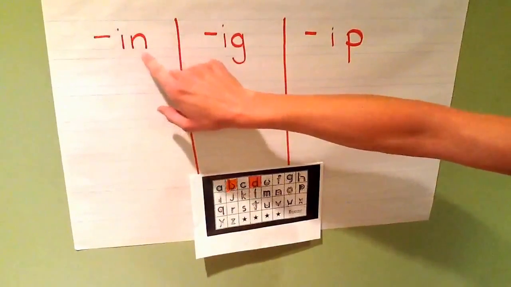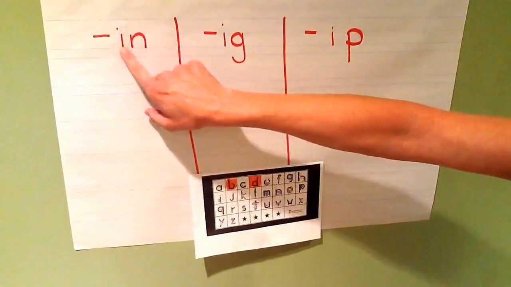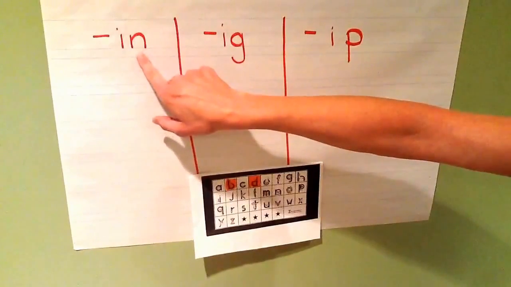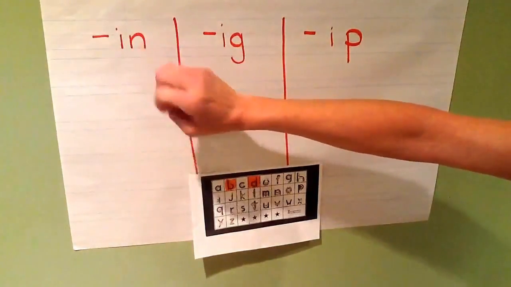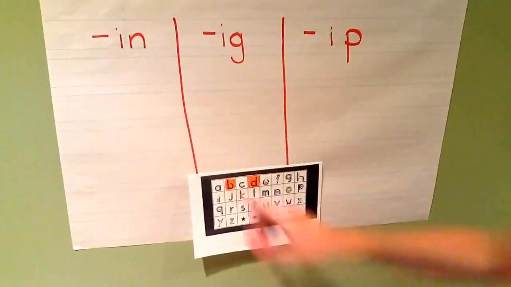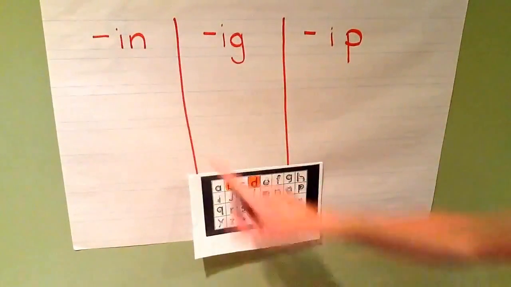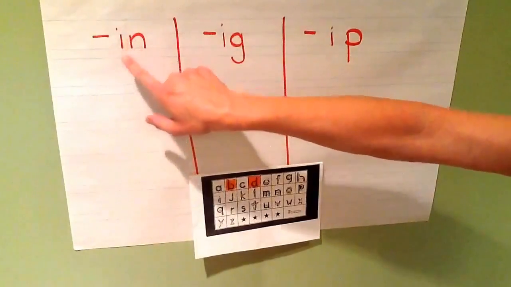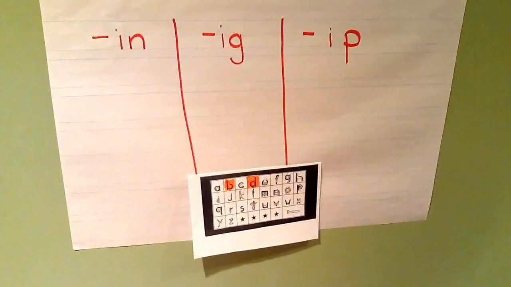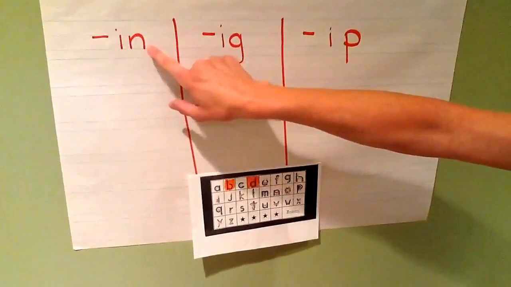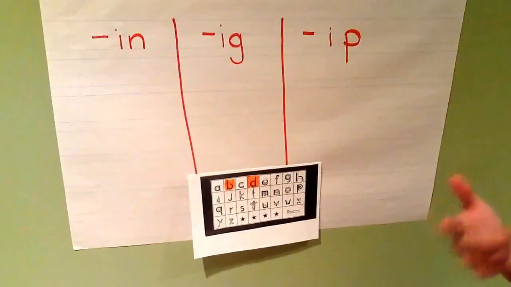This is a short I word family. We have the short I and the consonant N. By knowing a word family, it helps me to write and read other words. So what I want to do today is come up with a word that has this same word family. So if I know in, it will help me to write this new word.